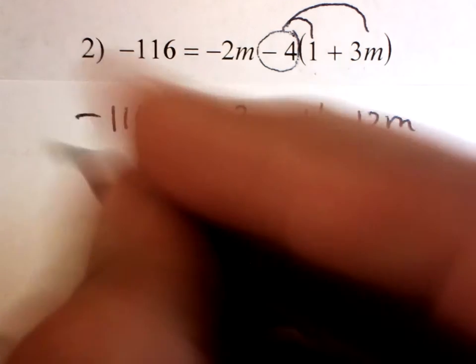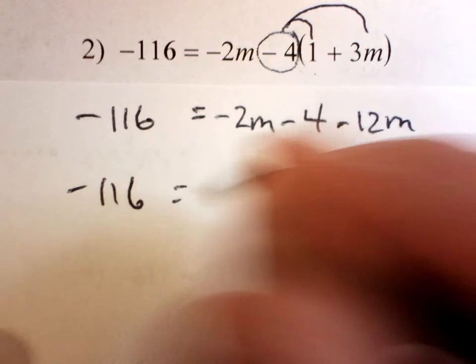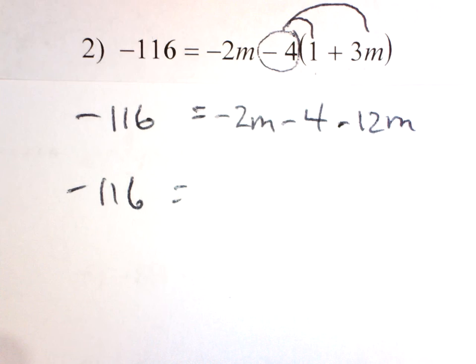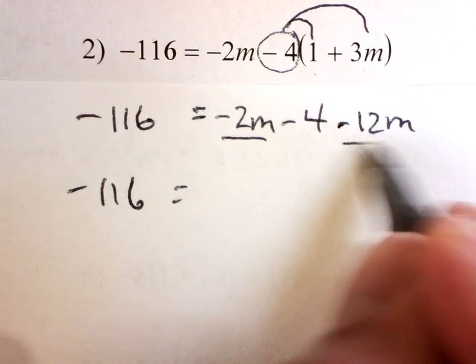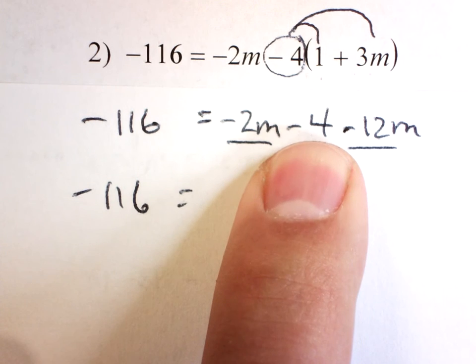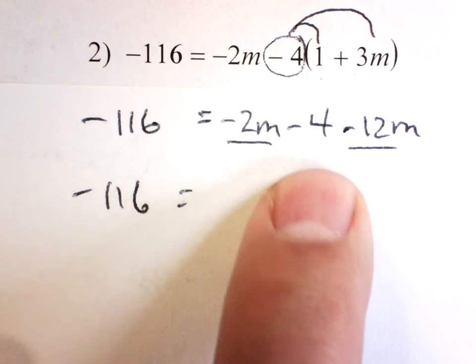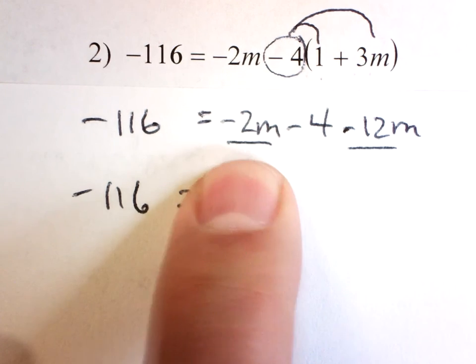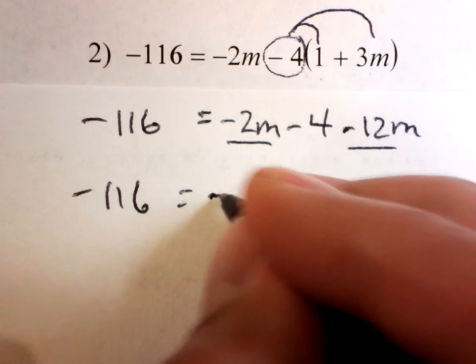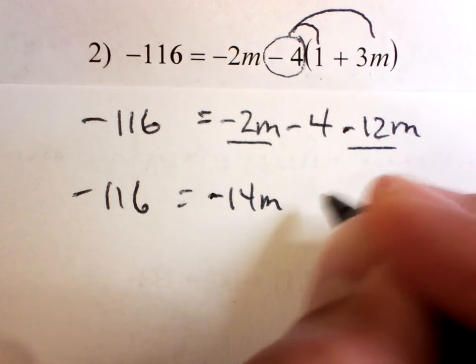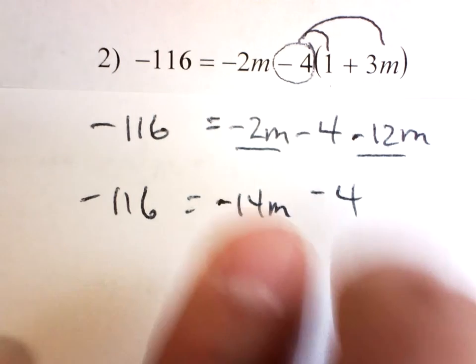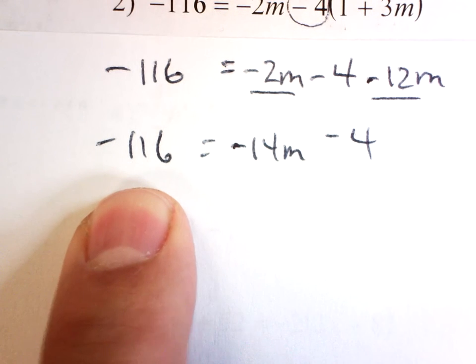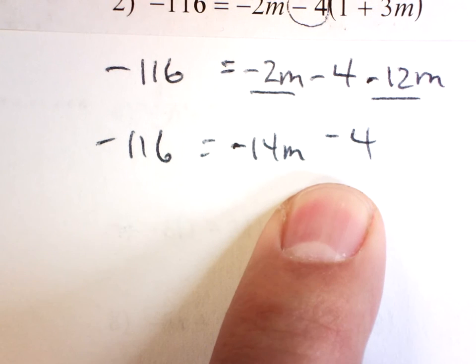And now I just have to finish this off. Now on the right hand side, I'm going to put together my like terms. I have negative 2m minus 12m. I cannot put those with the negative 4 because these have m's and that doesn't. So negative 2m minus 12m becomes a minus 14m, and I just bring down the negative 4. So I put together these two terms. Now I only have negative 116 equals negative 14m minus 4.